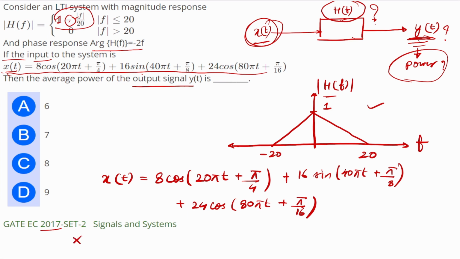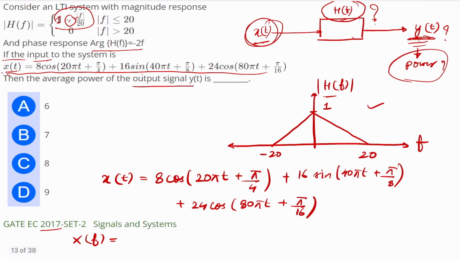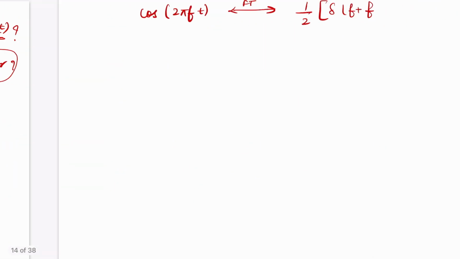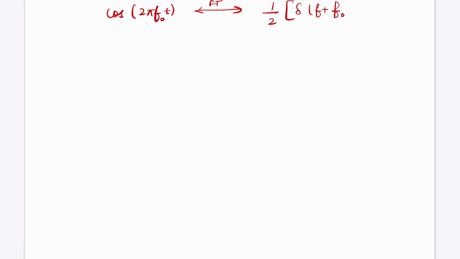Now we have to write X(f). This is a cosine signal, and the Fourier transform of sine and cosine are nothing but impulses. So if I write cos(2 pi f naught t), the Fourier transform of this signal is 1/2 [delta(f + f naught) + delta(f - f naught)].